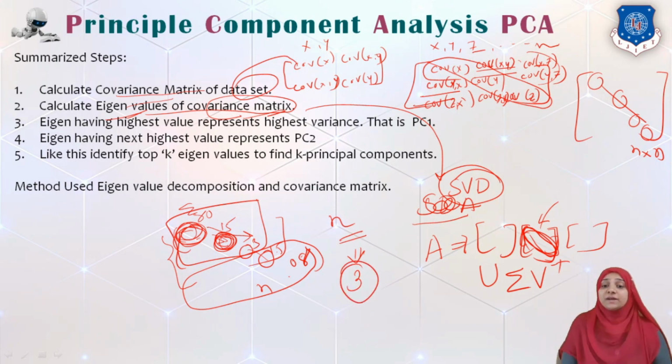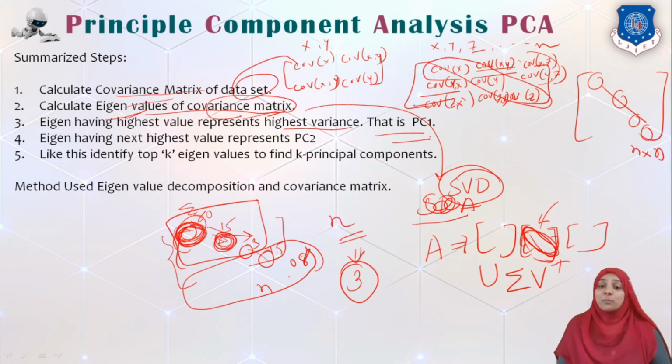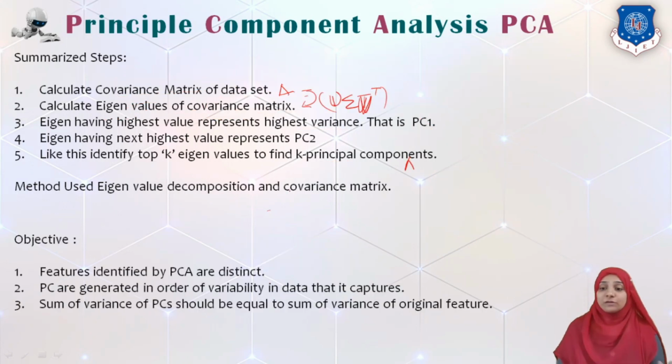That is nothing but selecting an eigenvalue which represents the highest variance. That is the topmost diagonal value, which is called principal component 1. The next value represents principal component 2, that is this value. Likewise we identify only the top k eigenvalues, which represent k principal components. And with the help of a data transformation technique and statistical method, we transform our data space from n features to k features. That is what principal component analysis is.